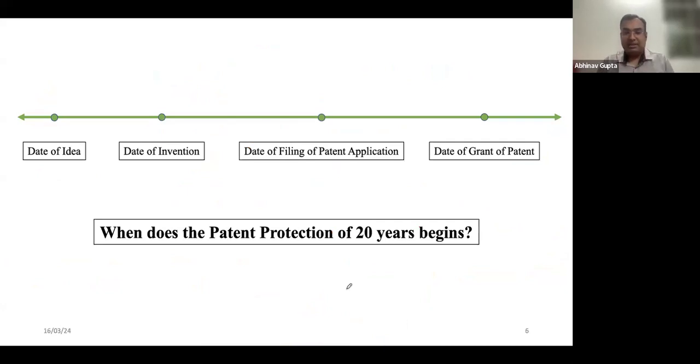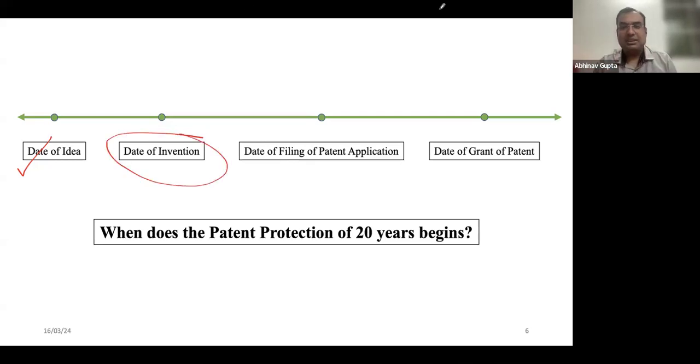Now, the big question is, we talked about the patent protection being for 20 years, correct? And now, there are different dots which you are able to see. For any invention, there could be a date of idea. So I thought about an idea that, using my idea, I'll develop a product or a process. So, an idea for a product or a process. Say for that matter, today I developed an idea for a product, a hypothetical example, an internal combustion engine which runs on water, hypothetical, right?